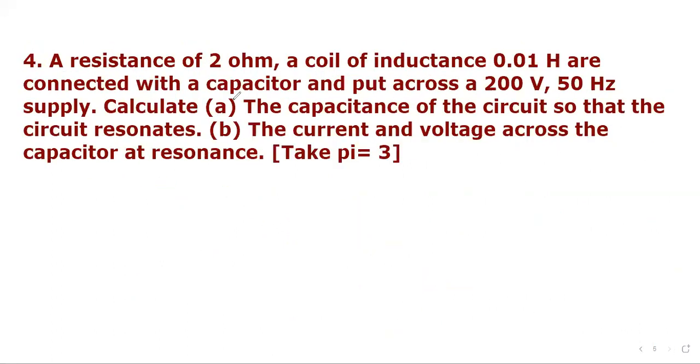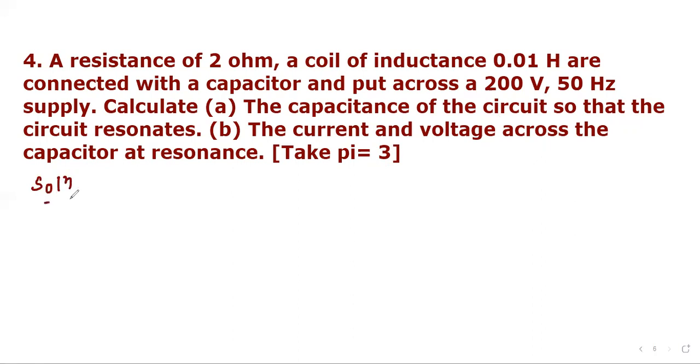A resistance of 2 ohm, a coil of inductance 0.01 Henry are connected with a capacitor and put across 200 volt 50 hertz supply. Calculate the capacitance of the circuit so that the circuit resonates. Resonate means XL equal to XC. And the current and voltage across the capacitor at resonance. We have to take pi equal to 3. Okay, so let's write information.